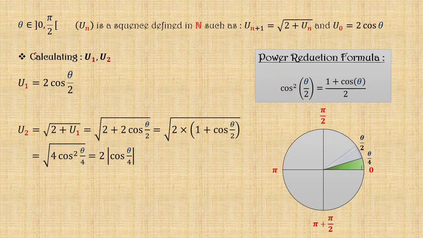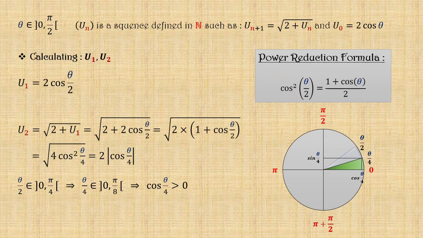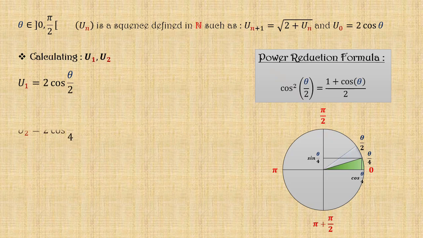And again, as it is shown in the unit circle in the figure, since the number theta over 2 is within the interval 0 and pi over 4, then theta over 4 would be within the interval 0 and pi over 8. So the cosine of the angle that measures theta over 4 radians is strictly positive, which means that the absolute value of cosine theta over 4 equals cosine theta over 4. Therefore, the term u2 equals 2 times cosine theta over 4.